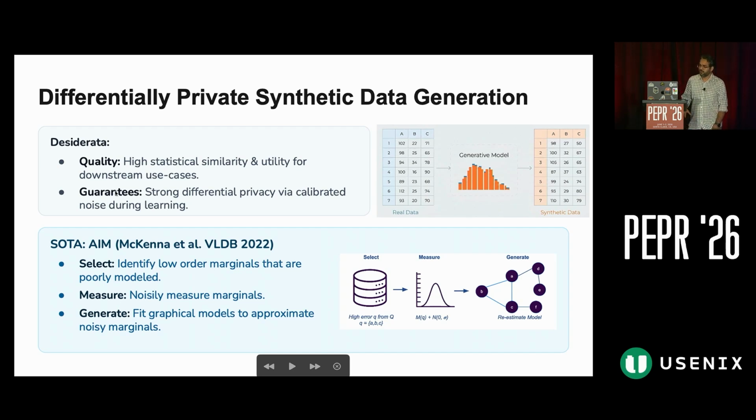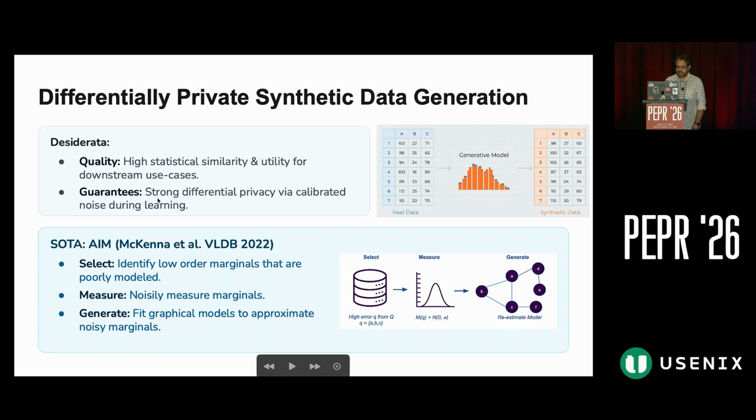Right? So the algorithm is super simple. It says first you identify which marginals you want to measure. You do that by looking at the model that you have, which at the start might be just a random thing, and then you identify which histograms are not correctly modeled. You measure those, you add some DP noise on top, and then once you have this noisy marginal, you train the model, right? It's sort of similar to how traditional machine learning works.